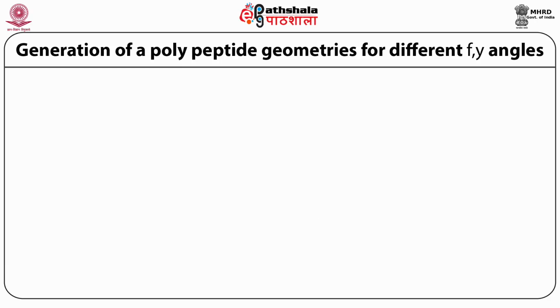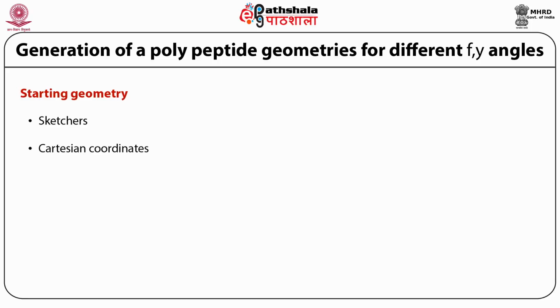Generation of polypeptide geometries for different values of phi and psi. Starting geometry. The first requirement for calculation of the conformation energy is that you should have a starting geometry. This can be done using a variety of methods. Most of the modeling programs like MOE, HyperChem, etc. give you sketchers. One can draw the molecule using these sketchers and get the initial or the starting coordinates.